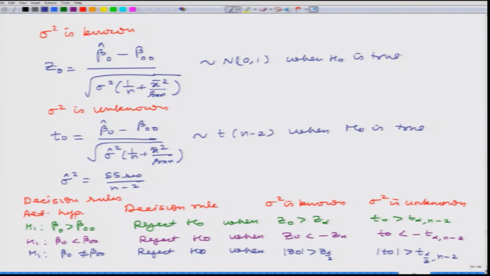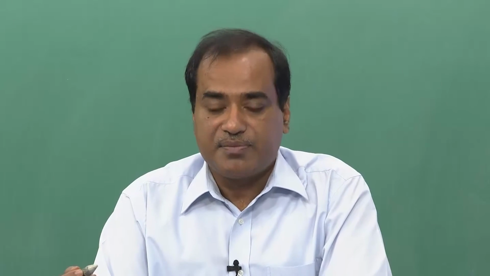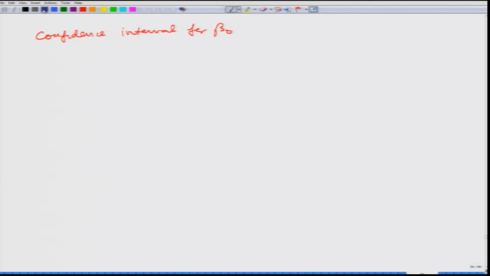Okay. So, now after this we can also construct the confidence interval for beta naught. This is not difficult, and it goes exactly along the same lines as we have developed the confidence interval for the slope parameter beta naught. I am going to use the same statistics that we used in the test of hypothesis, the statistics Z naught and T naught, under the two cases when sigma square is known and when it is unknown.